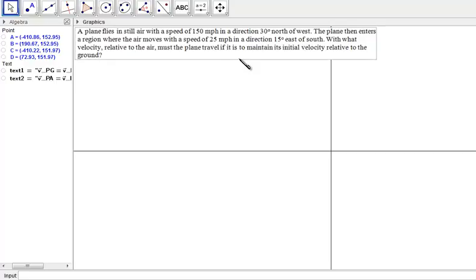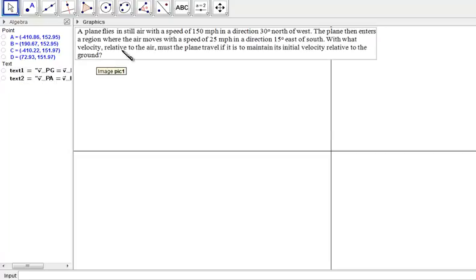Now in this problem, the pilot wants to maintain the same velocity relative to the ground that it had before entering the region of moving air. In other words, before entering that region, this was his velocity relative to both the air and the ground because the air was not moving relative to the ground. In this region, the air is moving relative to the ground, but the pilot wants to maintain this velocity relative to the ground. So the question then becomes, what must then be his velocity relative to the air?